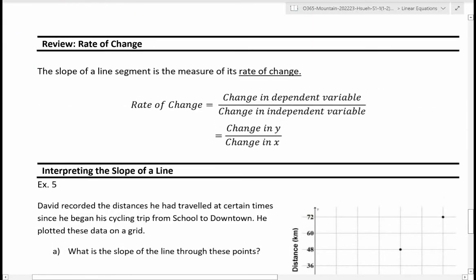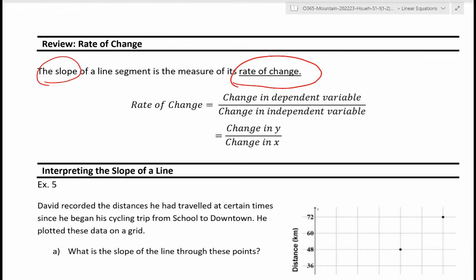The last thing we need to look at is the rate of change. We saw this last unit, and we briefly talked about it. Rate of change is actually just the slope of the line segment. So rate of change and slope are really talking about the same thing. Rate of change is the change in dependent variable divided by the change in independent variable.